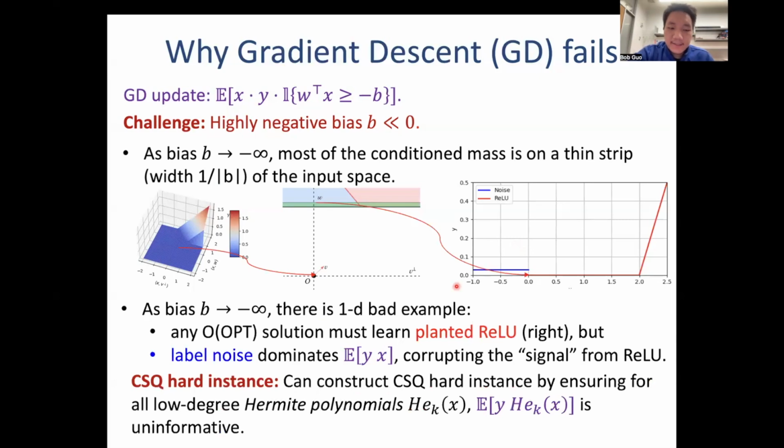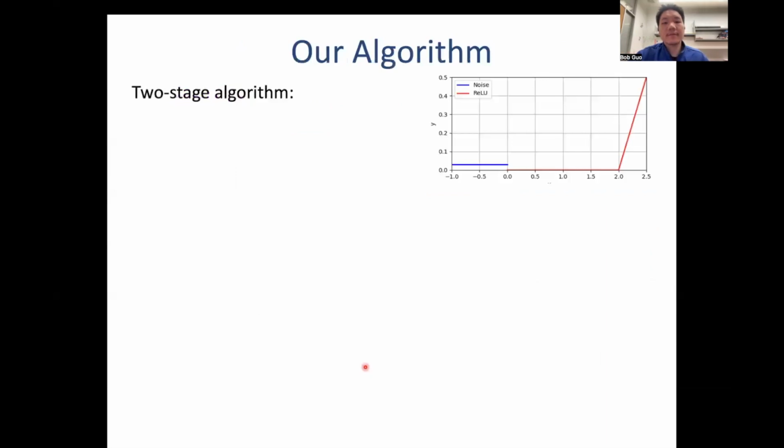And the CSQ hardness requires something more general. We construct the CSQ hard instance by ensuring that for all low-degree Hermite polynomials He_k, the correlation between y and He_k of x is uninformative. So what we have above is essentially a special case, because the first Hermite polynomial is just x. So the correlation that gradient descent provides is a special case of a CSQ algorithm.